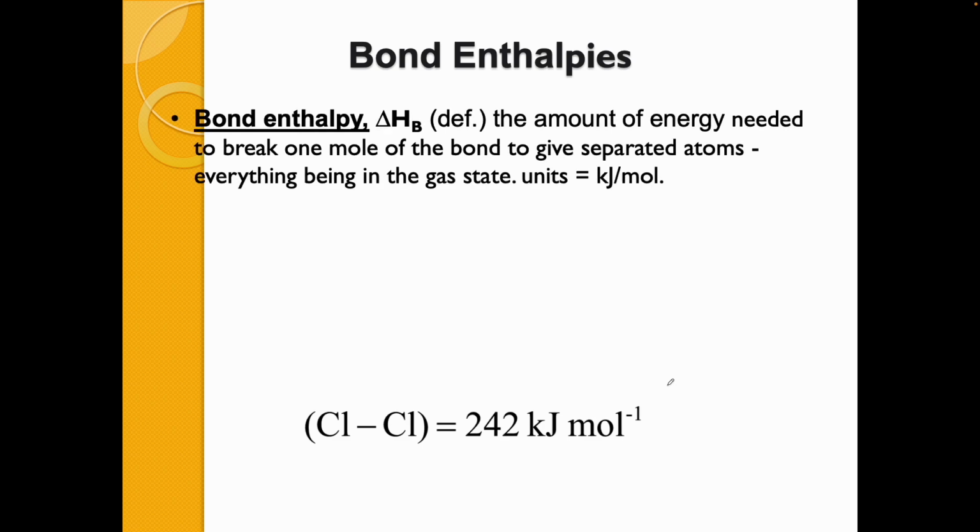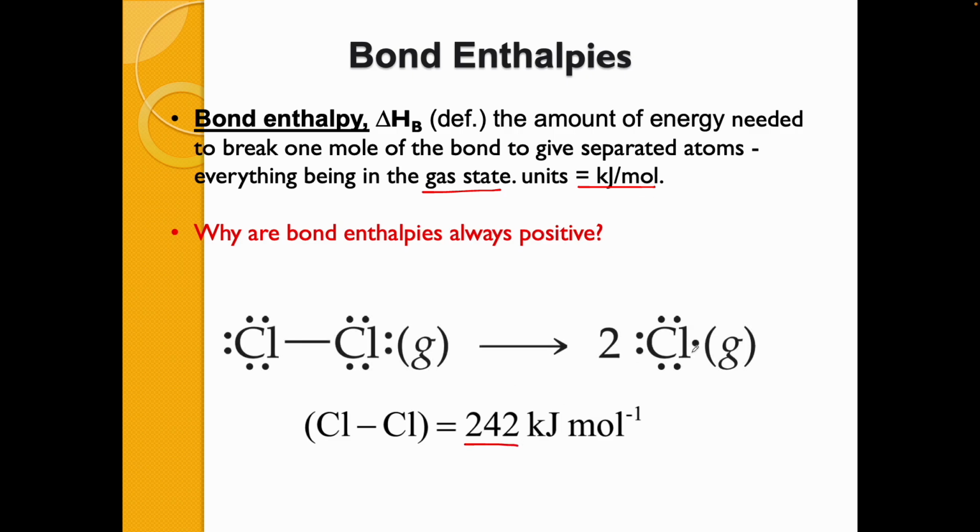So it's the amount of energy needed to break apart 1 mole of a bond to give separate atoms, and it has to be in the gas state, and the units are going to be kilojoules per mole. And then bond enthalpies are always positive, like they're reported right here, positive 242. That's because they're always thought of as endothermic. It takes energy to cut this bond in half. So it's going to require energy to break that bond, so that's always going to be a positive number. It's going to be endothermic. Hopefully you get that idea.